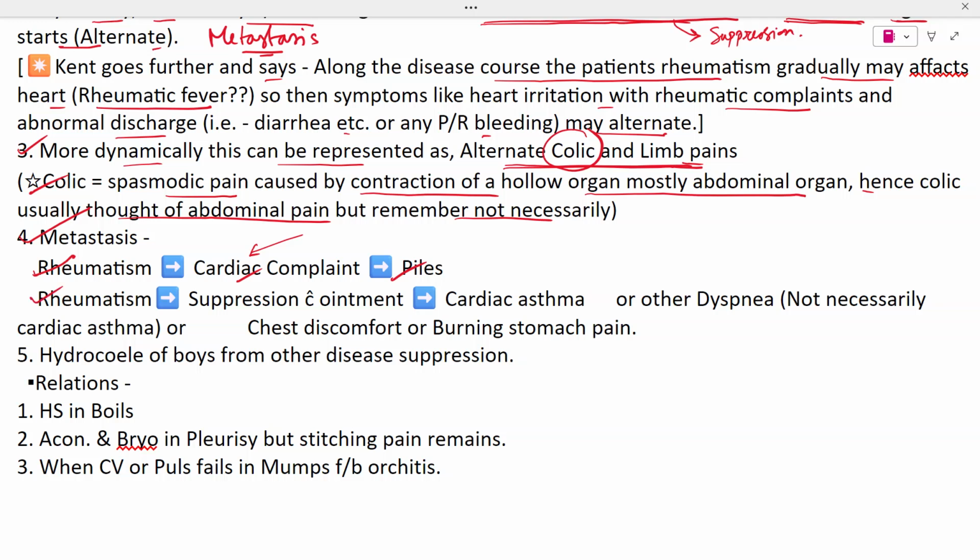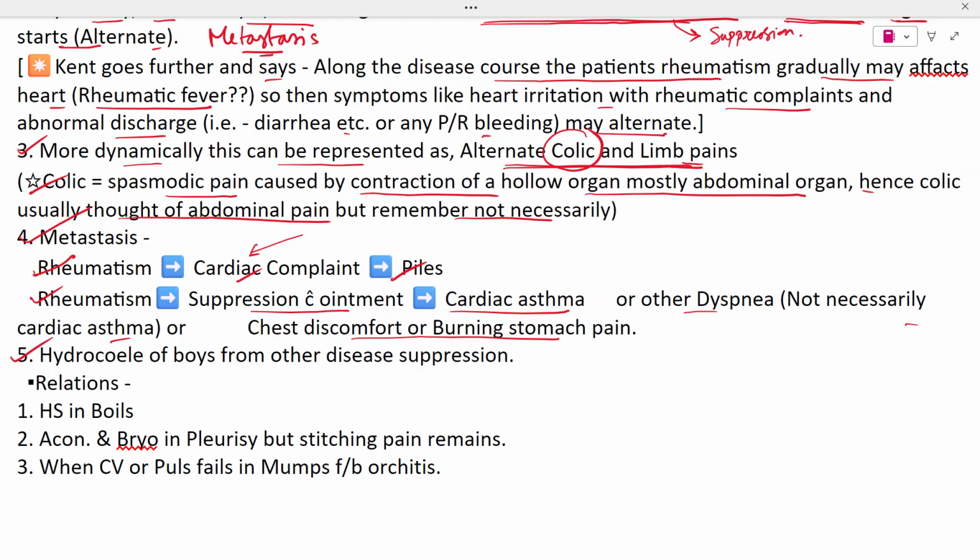Or it can be rheumatism with suppression, then cardiac asthma. There may be any kind of chest discomfort, dyspnea, shortness of breath. A doctor suggested a case where a patient had rheumatism and used liniments or ointments, because of which his knee pain suddenly decreased, became cured, and then he started having chest discomfort. There he applied abrotanum, and the patient was cured. Or other dyspnea, not necessarily cardiac asthma, or chest discomfort or burning stomach pain, such kinds of symptoms.